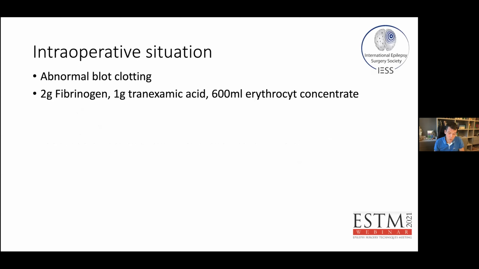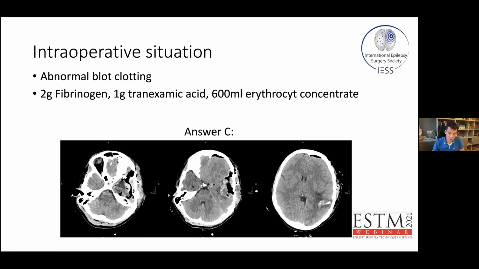So we went, of course, to the OR, took her to the OR immediately. What we were encountering was an abnormal blood clotting. So we needed to give her 2 grams of fibrinogen, 1 gram of tranexamic acid, 600 milliliters of erythroid concentrate. And what we have done is answer C.